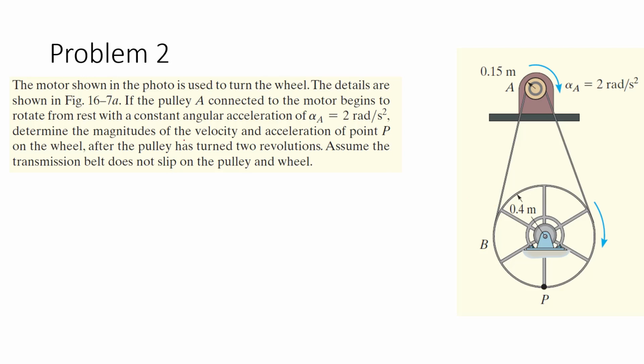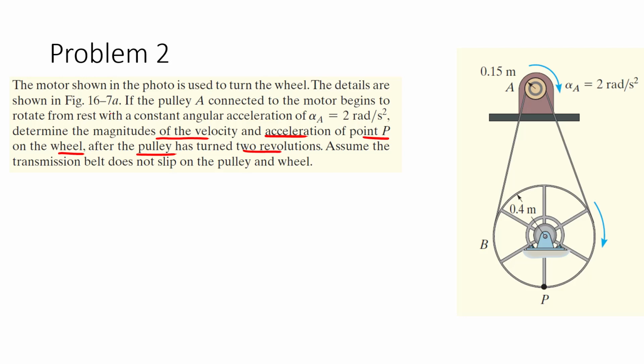The question says to find the magnitude of velocity and the acceleration of point P on the wheel, when the pulley has turned 2 revolutions. That is the question that we need to answer.